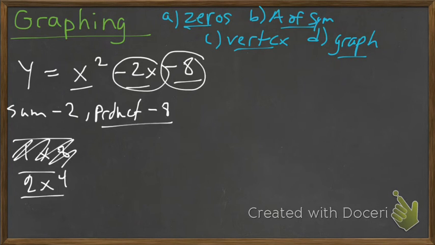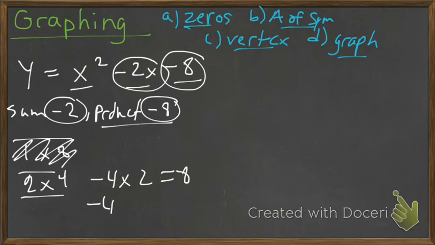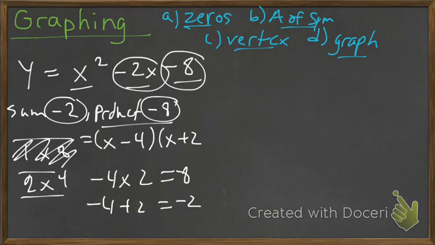2 and 4. I want to get negative 2 and negative 8. So I know one of my values has to be negative, one has to be positive. If I do negative 4 multiplied by 2, that will give me negative 8. Negative 4 plus 2 does give me negative 2. No, what did I just say? Negative 4 and positive 2. X minus 4, x plus 2 equals.